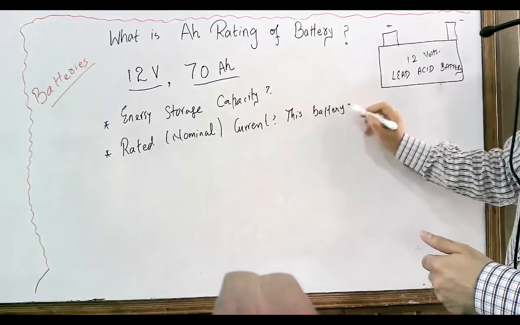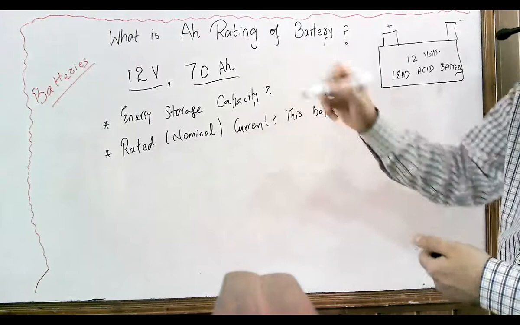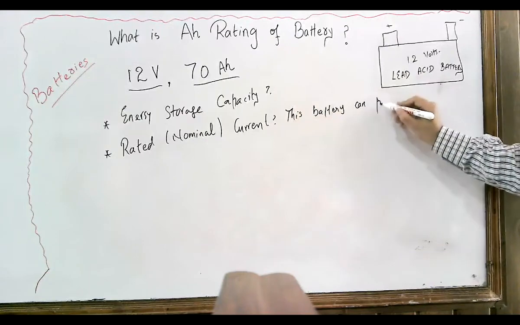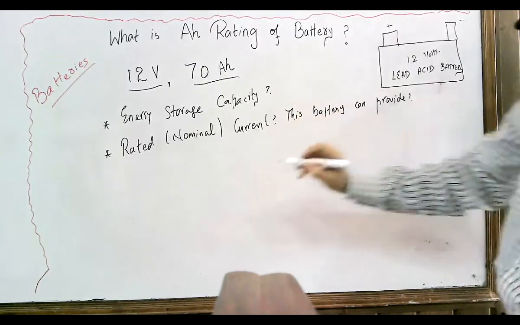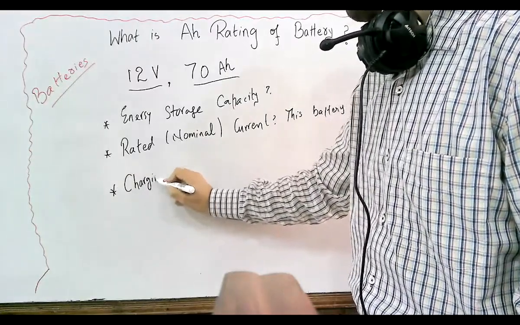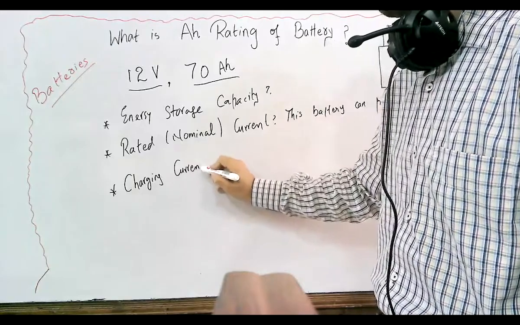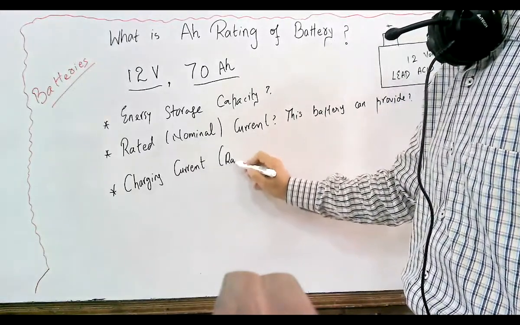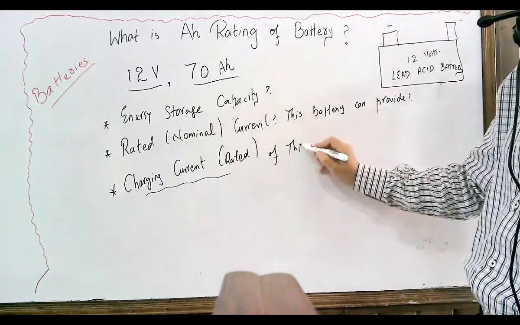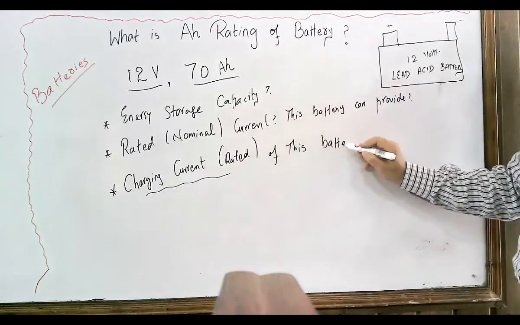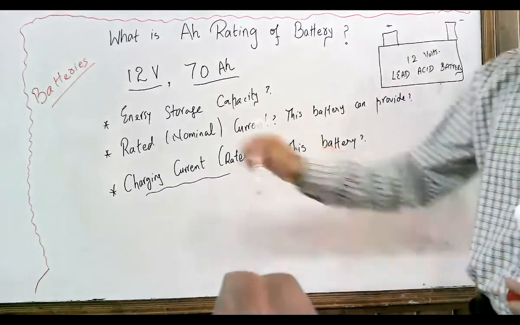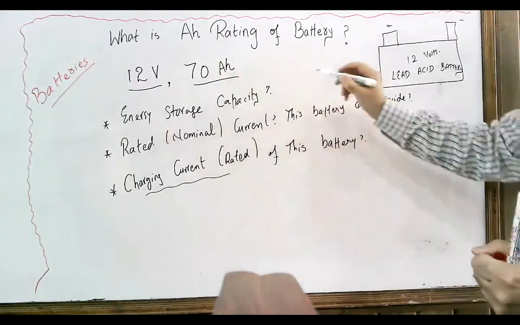Now here comes the true concept. Most people have a wrong concept. I will tell you which concept is wrong. We are interested in the rated current this battery can provide. What will be the charging current, or the rated charging current, of this battery? We are interested in these points. So one by one, let's talk about the energy storage capacity. Now look, what is the unit of energy?